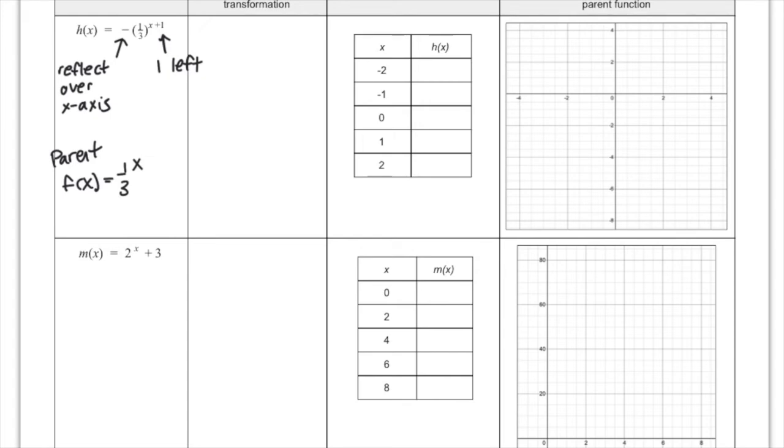So here's what I can tell. I can tell that my base is 1/3, so the parent function would be f of x equals 1/3 to the power of x. This has been translated 1 to the left because I added 1 to my x value, and it's going to be reflected over the x-axis because of that negative out in front. Now use a calculator to figure out the corresponding values of the function for these values of x. So complete the table using a calculator.